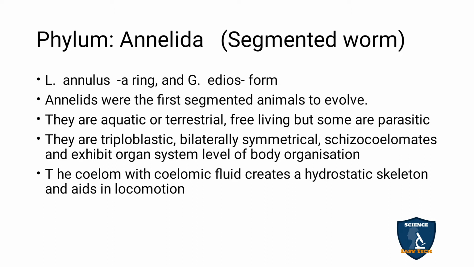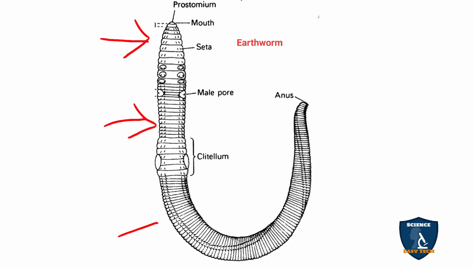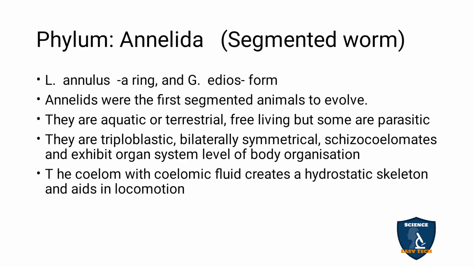Annelids were the first segmented animals to evolve. Till Aschelminthes, there is no segmentation. The annelids are the first to have segments in their body wall. They are aquatic or terrestrial, free living, but some are parasites. Aquatic means they live in the water, terrestrial means they live on land, and free living means they don't depend on any organism for shelter or food. But among them there are also some organisms which are parasites, like leech.